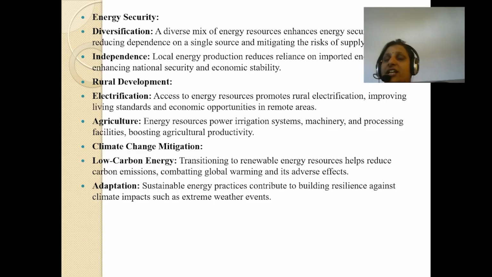Adaptation. Sustainable energy practices contribute to building resilience against climate impacts such as extreme weather events. Clear, students? It means not only biodiversity or protecting the forest is important, but energy resources also contribute against various climate impacts such as extreme weather events. It is also protected by the energies. So energy resources are very important for us in every aspect. It helps us in diversified fields, so it should be protected.